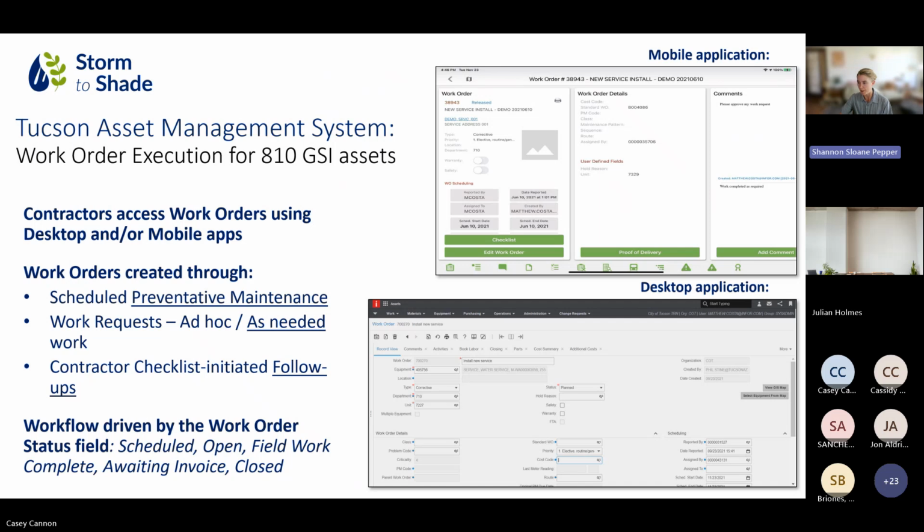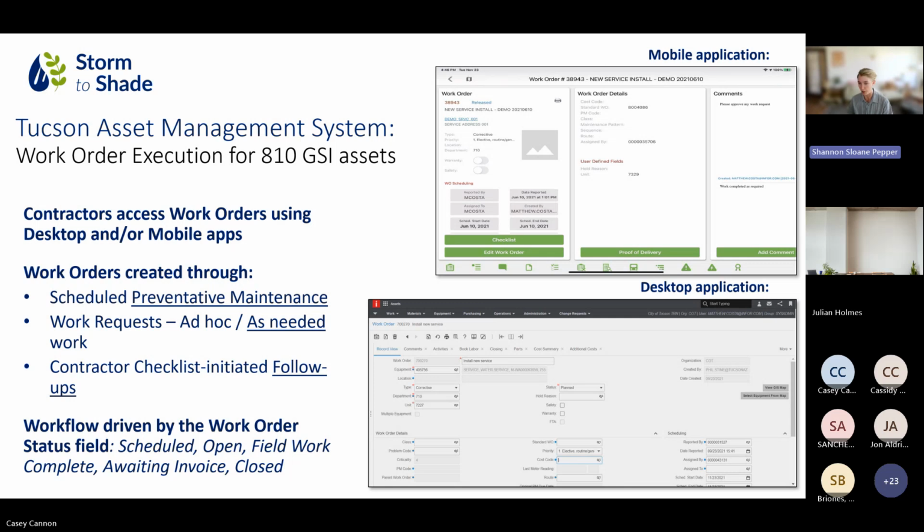Great. So this is an example of the Tucson Storm to Shade program work order system. The asset inventory has to contain basic information about each asset, as much data as is useful to your system. This is just one example of an inventory that Tucson is using to track operations and maintenance and subsequent work order activities. The inventory is really foundational to asset management. It's where you store your data on your asset that will be essential for making decisions about your asset and also your system as a whole.